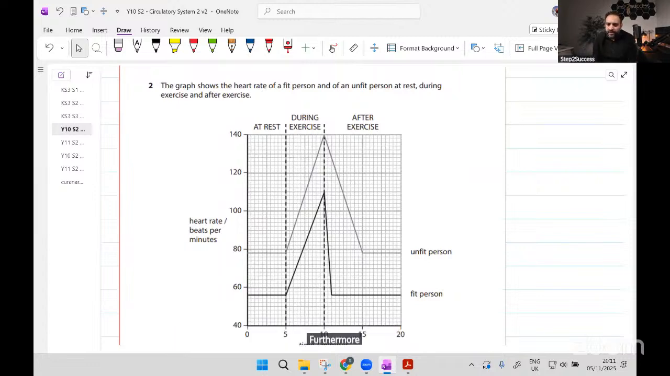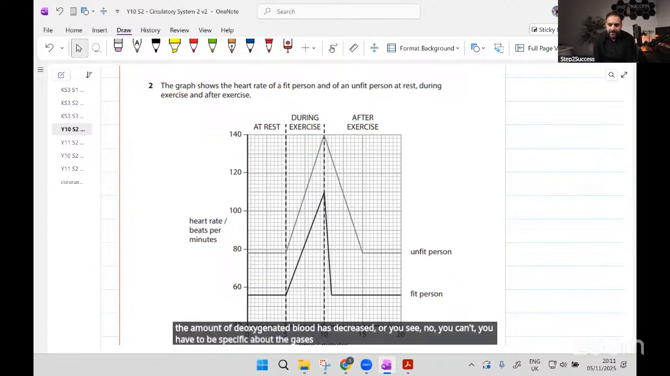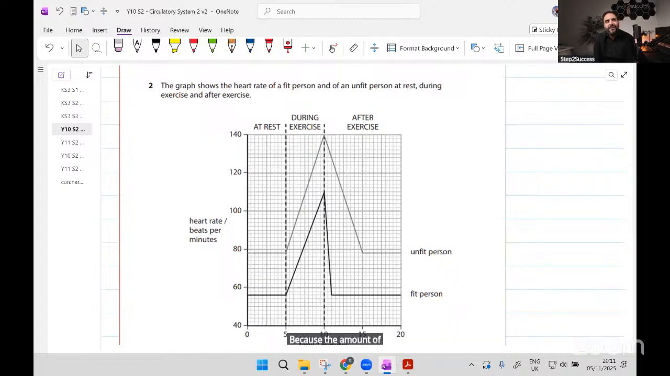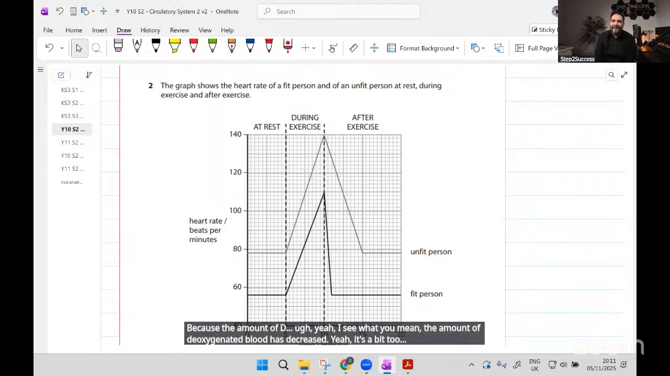The amount of deoxygenated blood is decreased. 3C. No, you can't. You have to be specific about the gases. Because the amount of... oh yeah, I see what you mean. The amount of deoxygenated blood is decreased. Yeah, it's a bit too messy to say it like that.